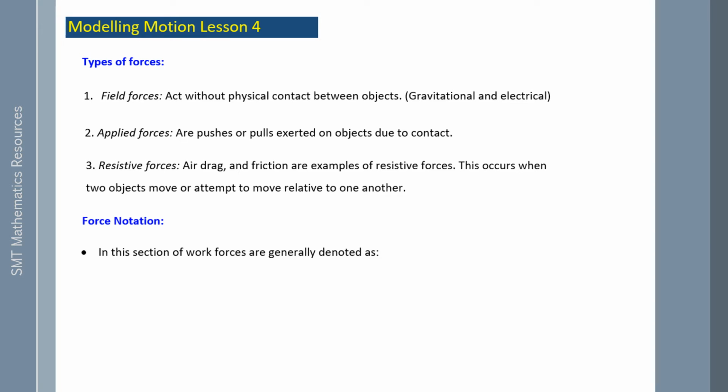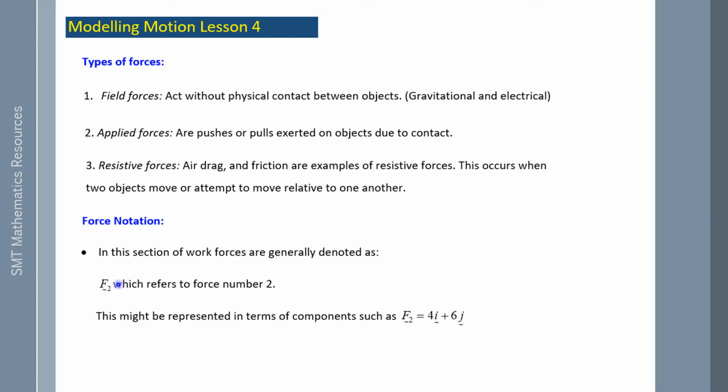Force notation. In this section of work, forces are generally denoted as F2, which refers to force number 2, so using the subscript here. This might be represented in terms of components using i's and j's. Weight as a force might be denoted in terms of horizontal and vertical in the form weight X and weight Y, if you were to break up the components horizontally and vertically.